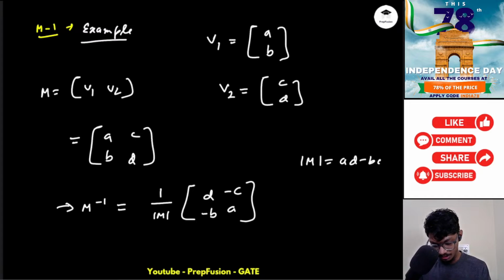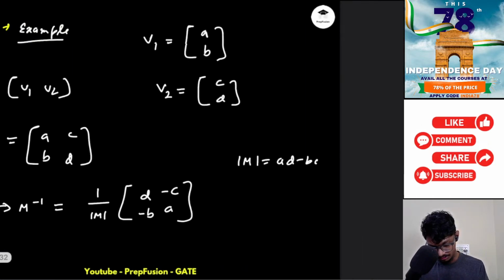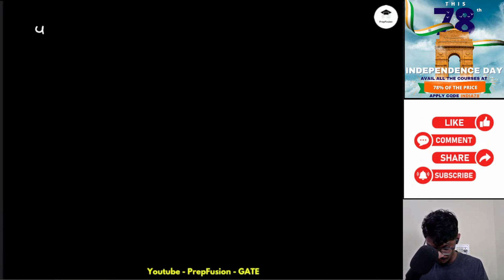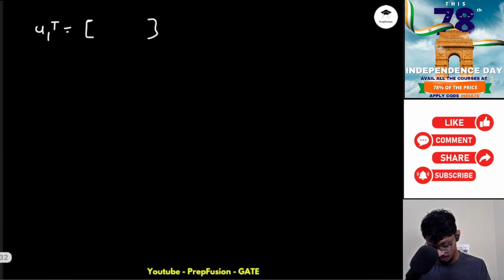Now next, what they have told is that M inverse can be written as the combination of two row vectors. So my u1 of t is a row vector, so there will be two elements here, and there will be two elements here.